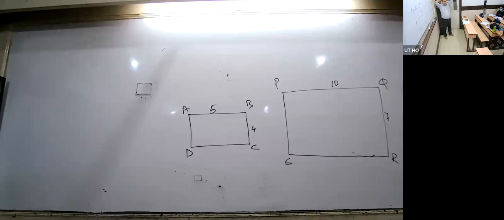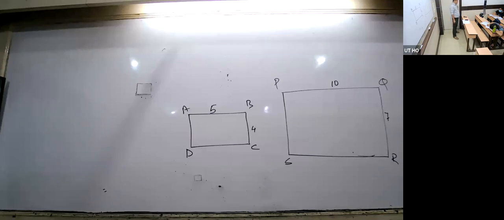So what does similarity mean? Corresponding angles are equal, sides are proportional. Means side proportionality is not enough for polygons. Later you will study for triangles, side proportionality is enough, whereas for these polygons, it's not. Both the conditions must be satisfied. Understood this much? Okay. Next, Aryan, continue reading.